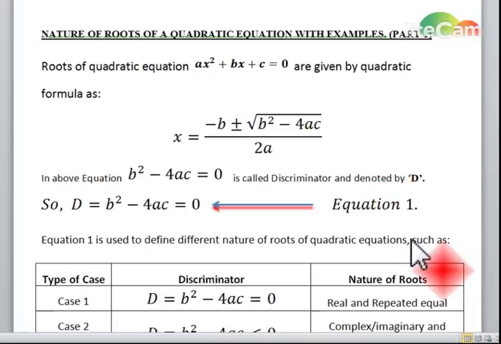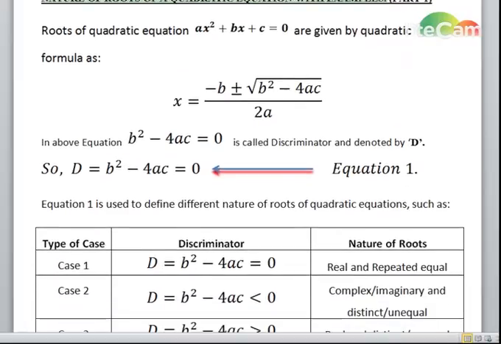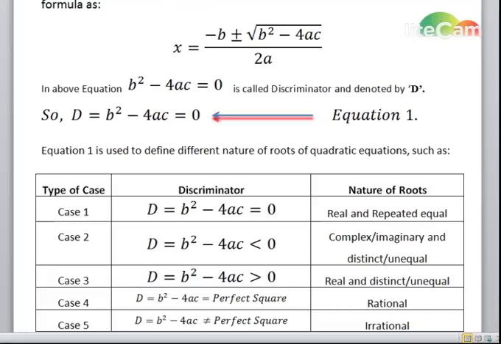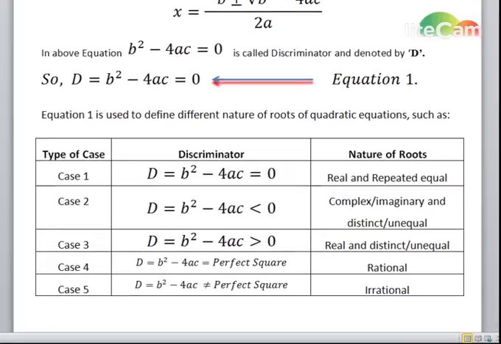In the above equation, b square minus 4ac is called the discriminant and is denoted by D. So this becomes equation 1. Equation 1 is used to define different natures of roots of a quadratic equation, and I am going to make a table to understand the nature of roots. We have 5 cases of different nature of roots which depend on the discriminant.